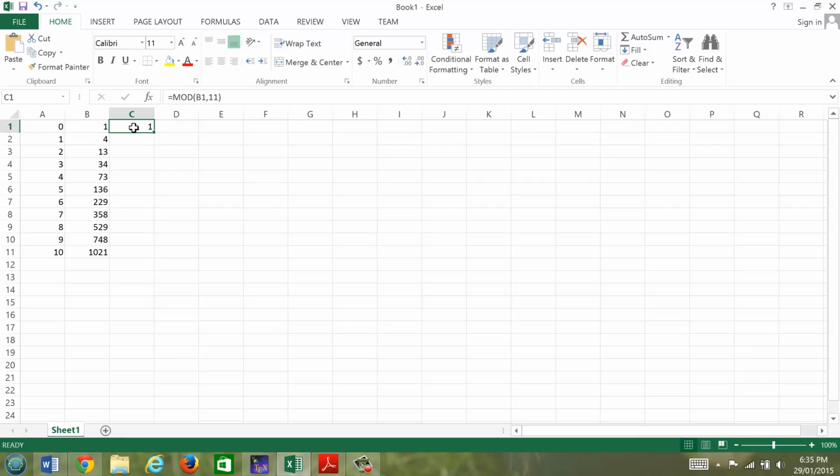With this 0, 1, and 1 it's not very interesting. 1 is itself modulo 11. The same will be true of 4. When I do the 13 I should get that 2 there. And you see that I do. So it's really and truly doing modular arithmetic.